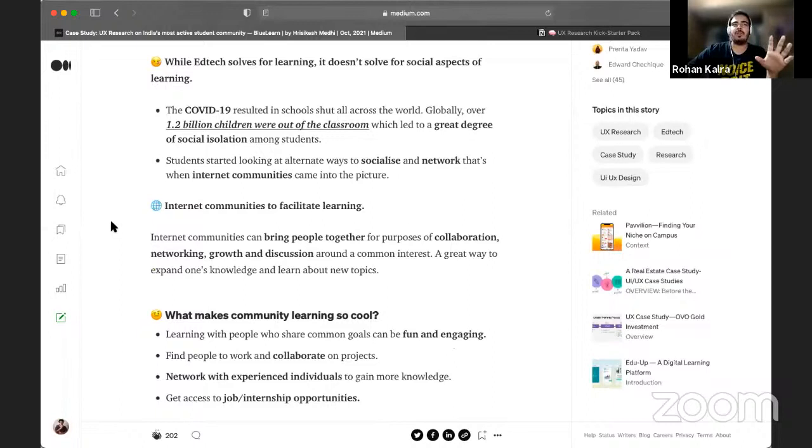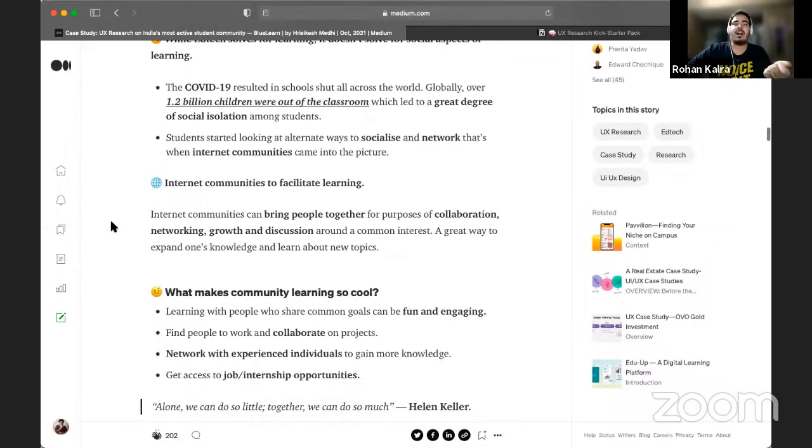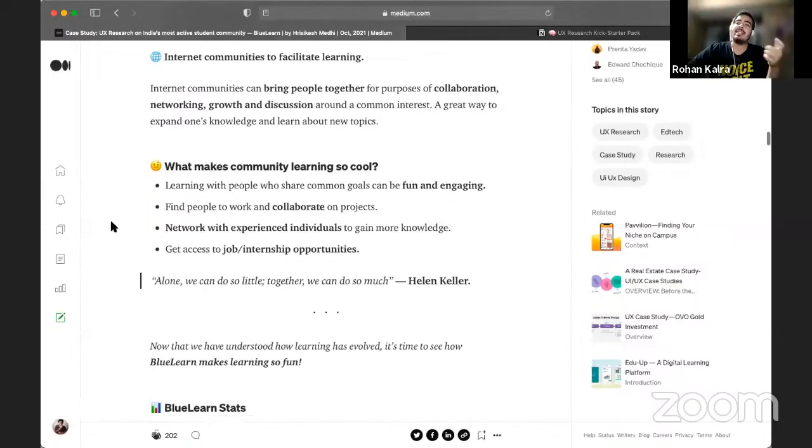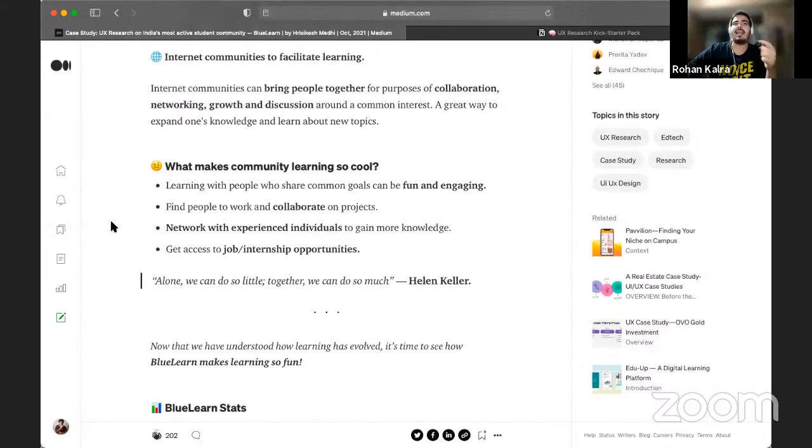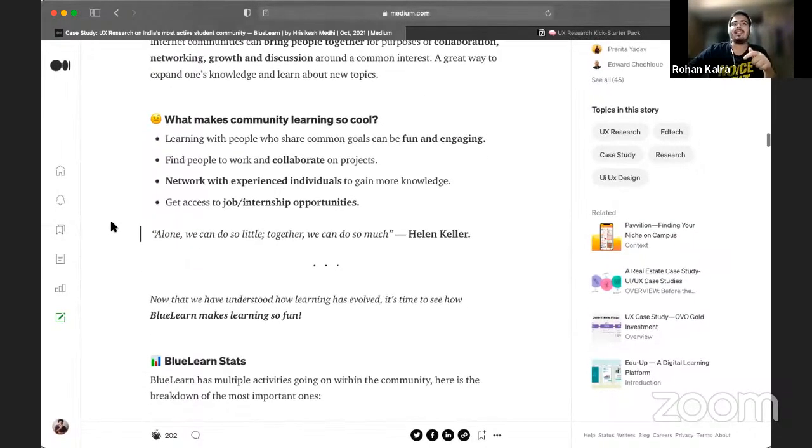After researching edtech, we realized edtech was solving for learning. There were multiple courses, but it wasn't really solving for the social aspects. Due to COVID, we all were sitting at home, learning from home, and it becomes boring. We had no place to network, right? So where do the students or the kids go to network? How are they socializing, how are they growing, right? So that's where internet communities jump in, and that's the way they are facilitating learning.